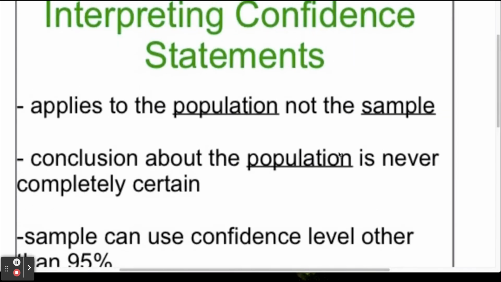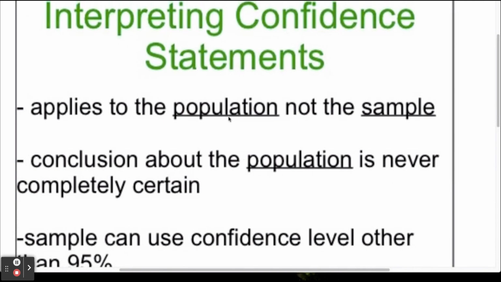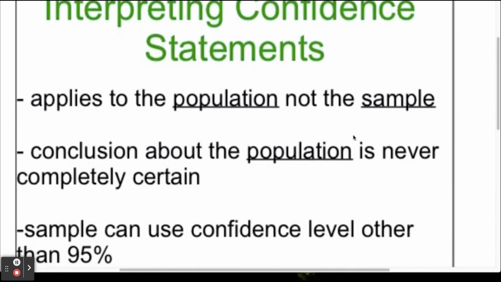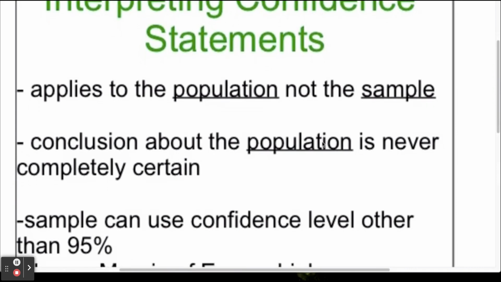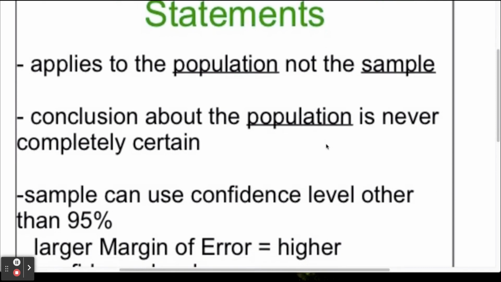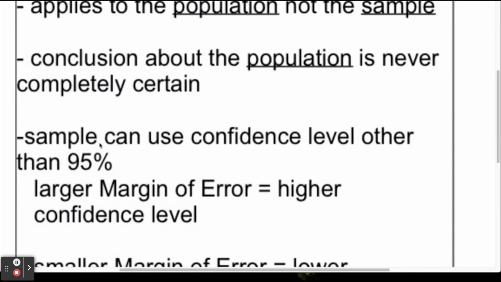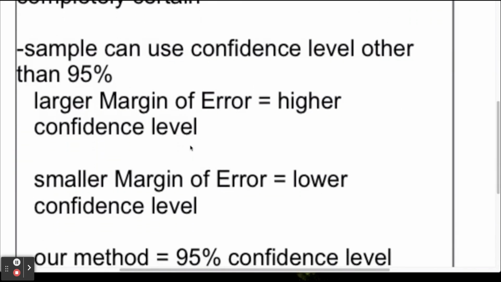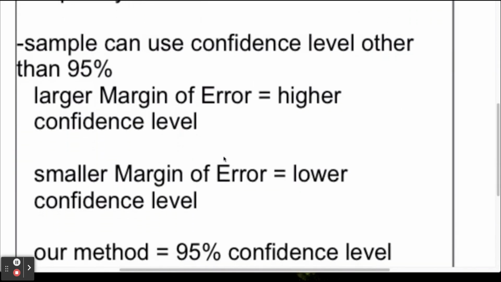So your confidence statement applies to the population, not the sample. Okay. As we know, a conclusion about the population can never be completely certain. As I said, samples can use a confidence level that is higher than 95%. Looks like I had kind of gotten ahead of myself because a lot of what I just said is being restated here. The larger the margin of error, the higher the confidence level.